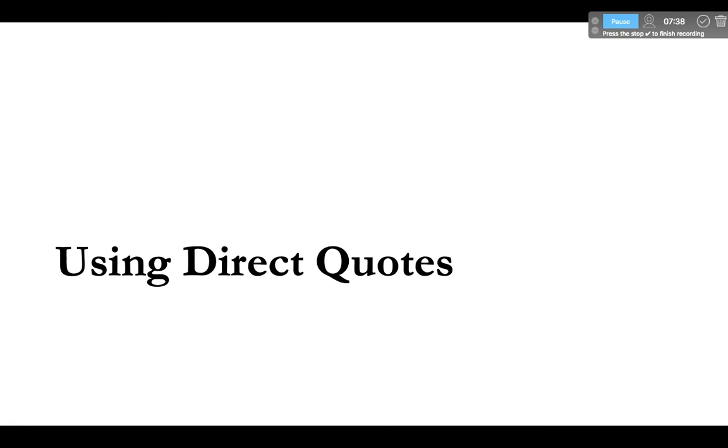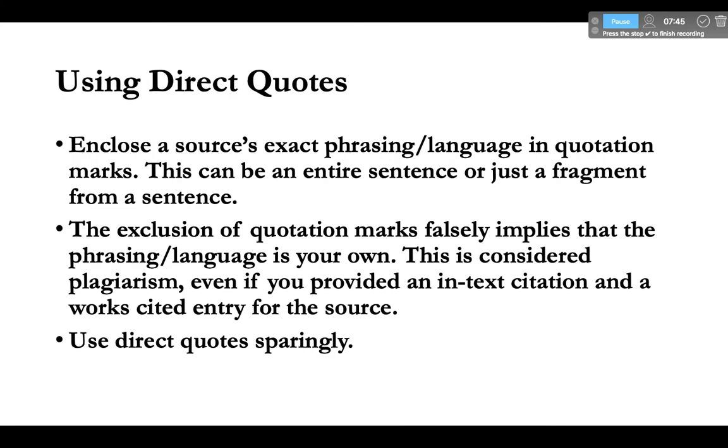So now let's get into a little bit more of the nitty-gritty. Let's first talk about direct quotes. Direct quotes enclose a source's exact phrasing or language in quotation marks. This can be an entire sentence or just a fragment from a sentence. The exclusion of quotation marks falsely implies that the phrasing or language is your own. This is considered plagiarism, even if you provided an in-text citation or a works cited entry for the source.